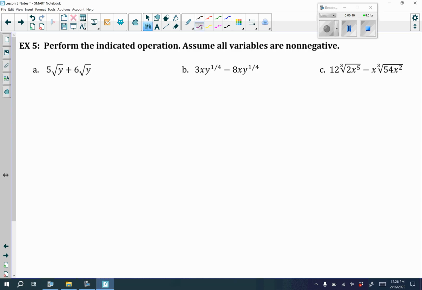Okay, here's what I would like you guys to do. I would like you guys to pause the video and do example 5A and 5B. So go ahead and do that.